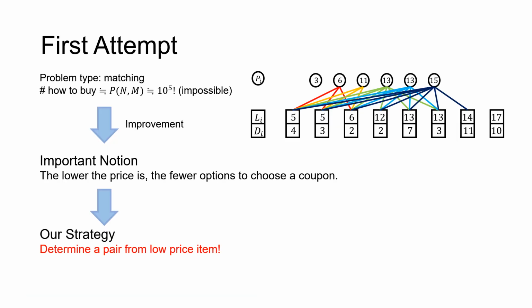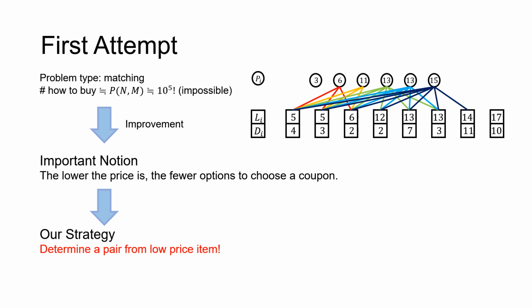Our initial approach is to test all possible ways of buying the items. The number of possibilities is about n permutate m, which is impossible to calculate. We need to use a more efficient algorithm.